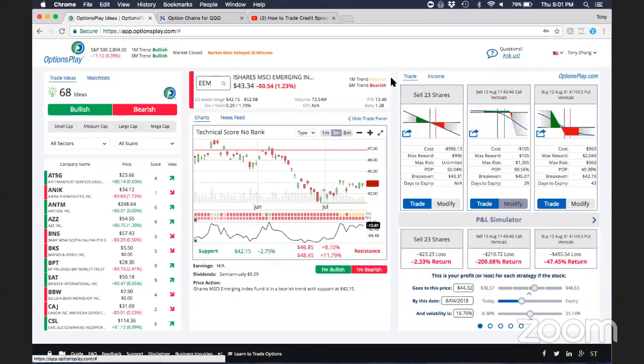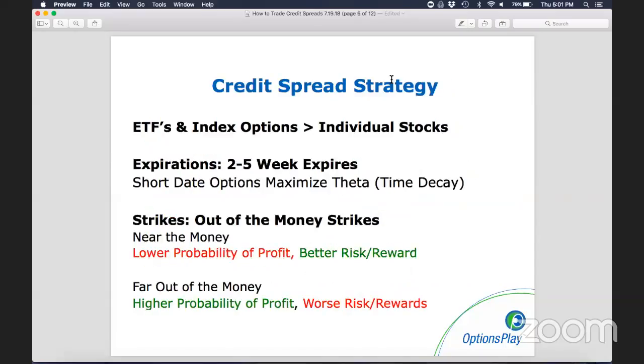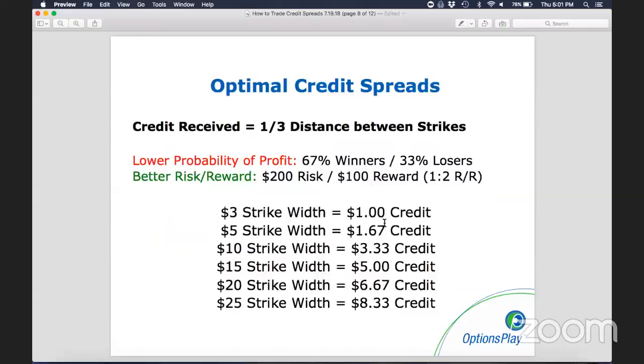So with that, I want to open this up for Q&A. I just want to quickly reiterate, when you're selling these credit spreads, it's generally better to use them on ETFs and index options over individual stocks. You absolutely can do these for individual stocks, just understand there's slightly additional risk. You generally want to avoid doing these during earnings. Choose short-dated expirations, 2 to 5 weeks from expiration. Always choose out of the money strikes. And the golden rule is making sure that you receive roughly a third of the distance between the strikes on your credit spread.